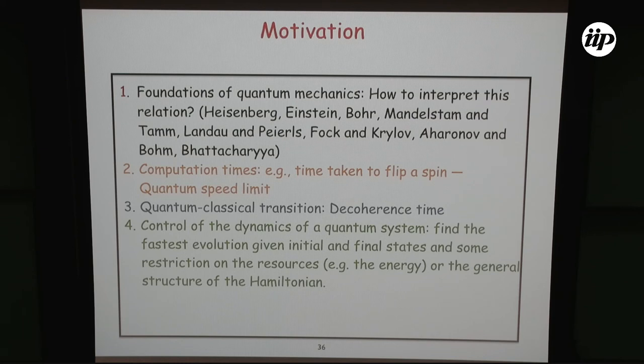Control of the dynamics of a quantum system. So we might be interested in finding the fastest evolution given some initial and final states, and some restriction on the resources, for instance, the energy or the general structure of the Hamiltonian. Again, this relation would be interesting for this purpose too. And of course, in my own view, a motivation is the relation of all that with quantum metrology.